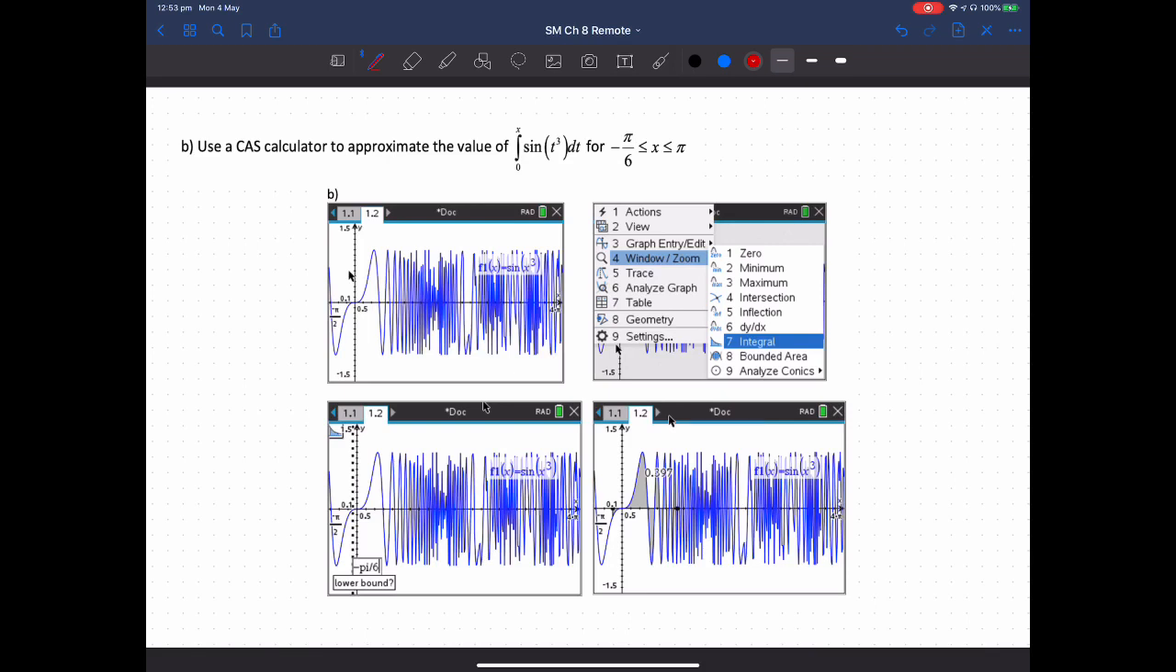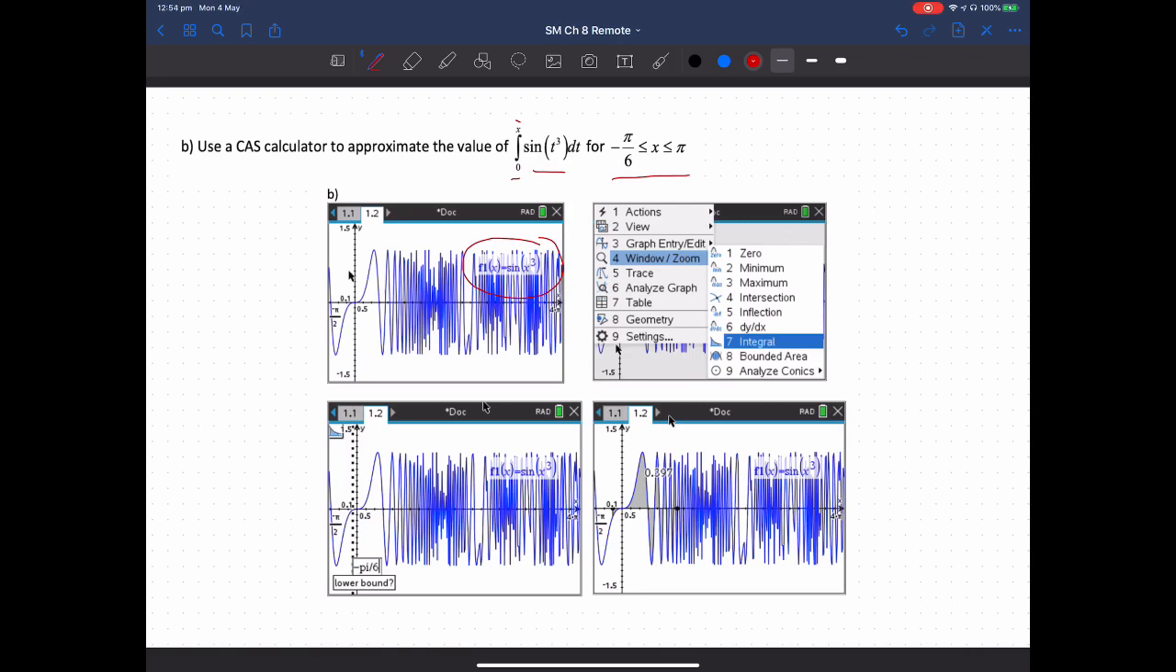In this part of the question, we're asked to work out the integral from 0 to x of sine of t cubed. And we're told that x is between minus pi on 6 and pi. So the way in which we would do this, we would enter in the formula in terms of x into our calculator. So you could see that I've entered into f1x sine of x cubed.